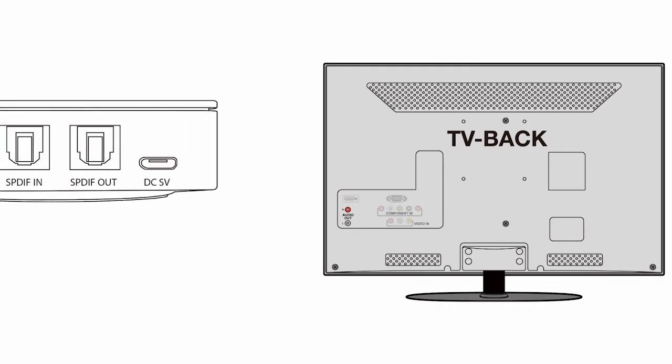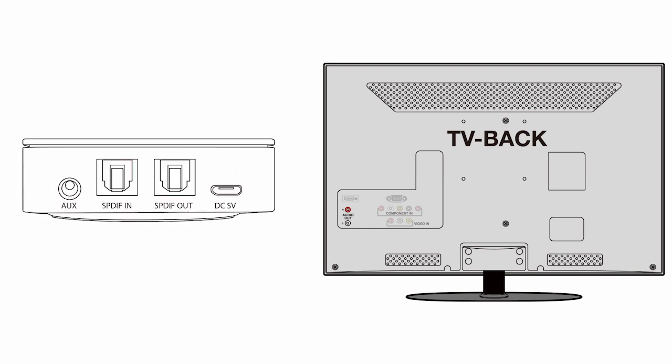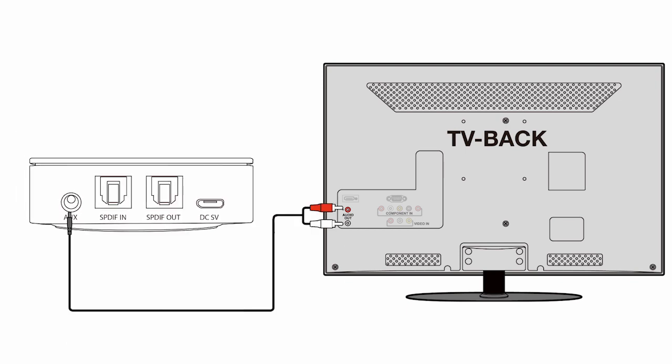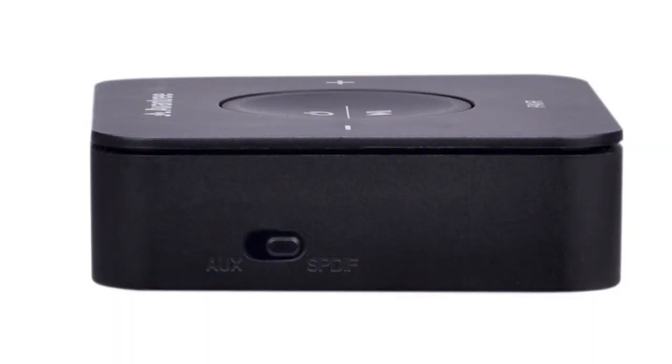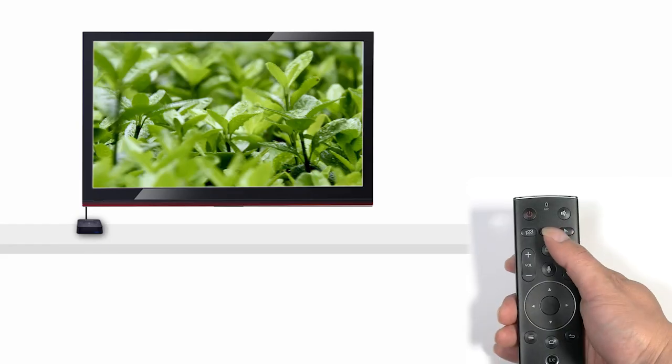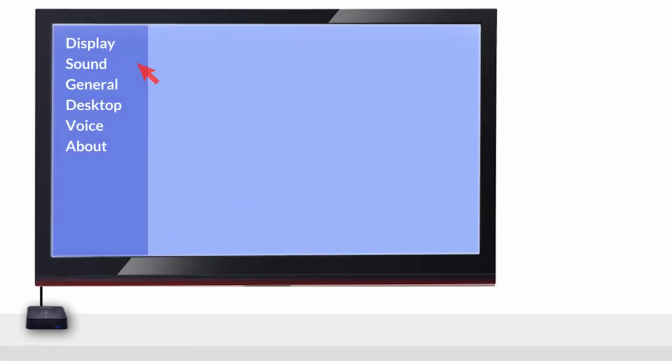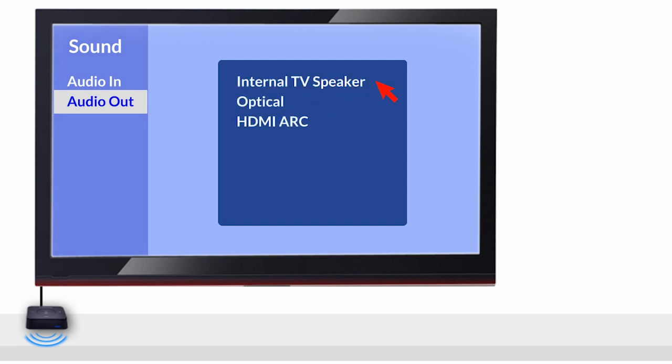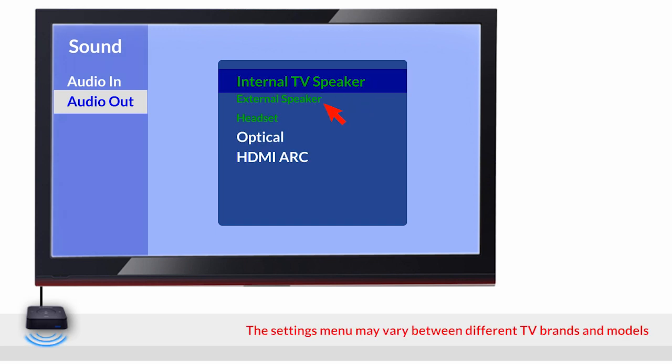To get going, connect the TC417 to your TV using the RCA cable, red on red, white on white, and then flip the switch to AUX. Now you should be able to hear your TV through the headphones. If not, check your TV settings to make sure your TV speaker is set to external speaker.